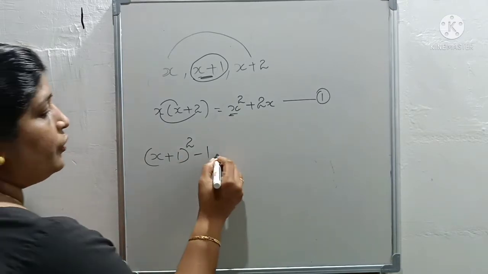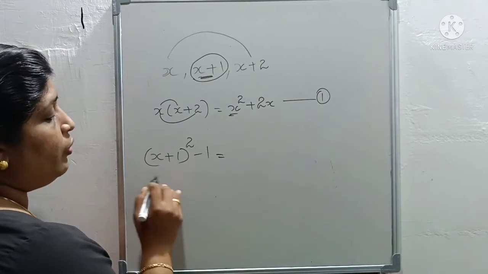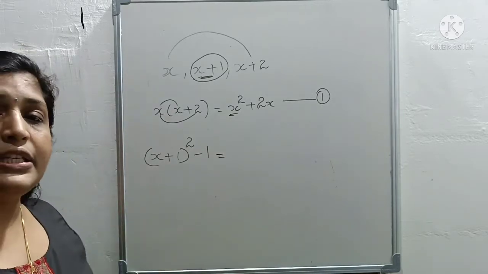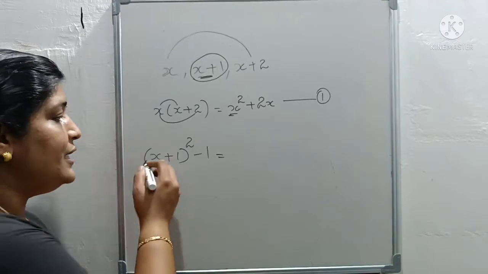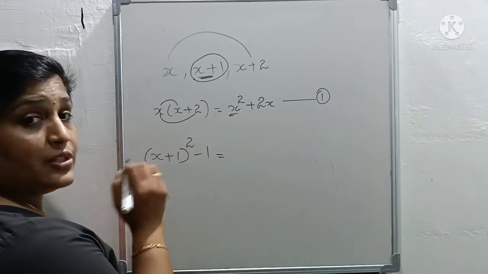Okay, the square of the middle one is (x+1) whole squared. Then, using our identity (a+b) whole squared, let us expand this (x+1) whole squared. So what is (x+1) whole squared?